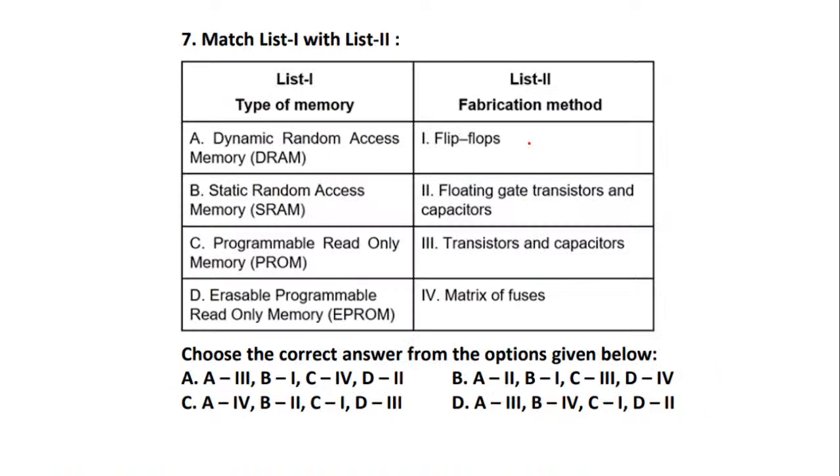Okay. Now here we have match the following. The match the following is on the topic types of memory and the fabrication method. So we have dynamic random access memory, the full form of DRAM. Then we have static random access memory, that is SRAM. Then we have programmable read-only memory, PROM, and then we have erasable programmable read-only memory, EPROM.